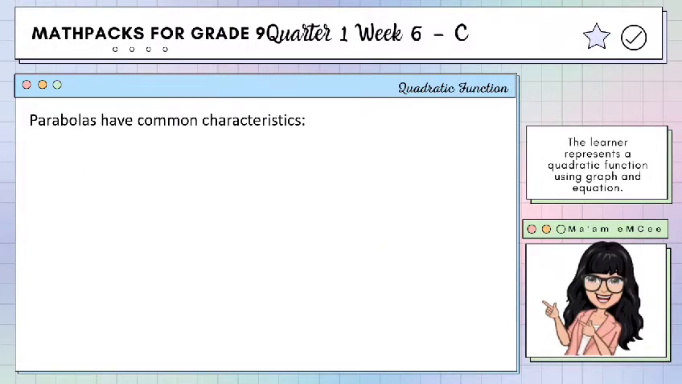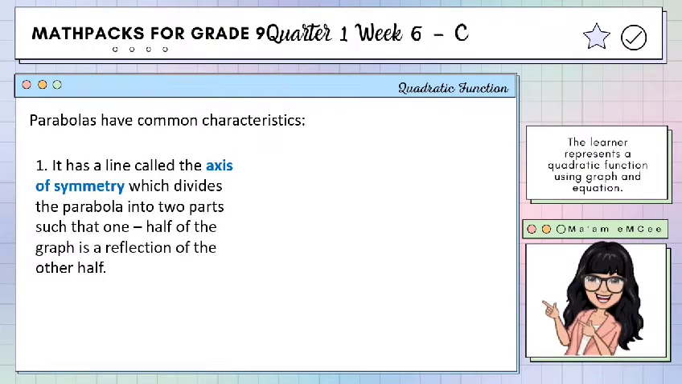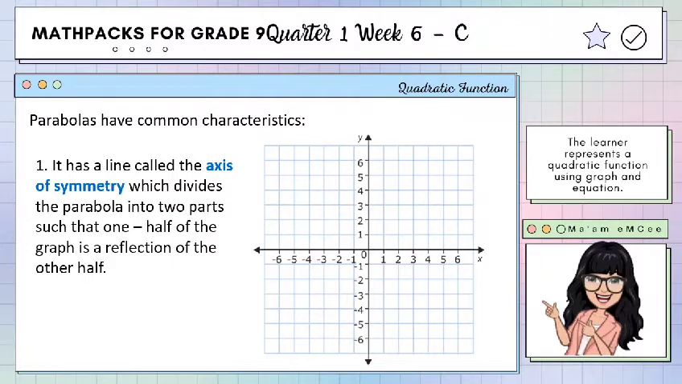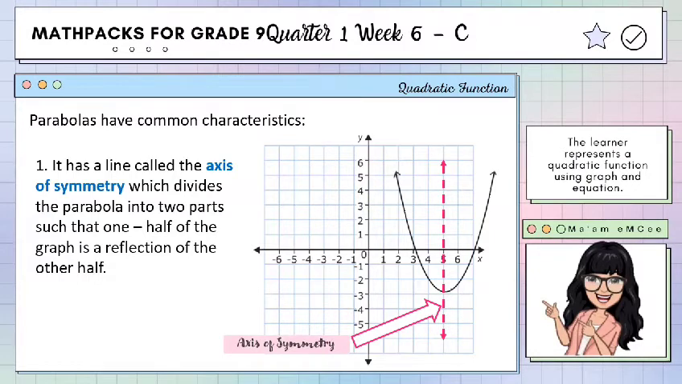Parabolas have common characteristics. It is aligned to the axis of symmetry, which divides the parabola into two parts such that one half of the graph is a reflection of the other half. So take for instance, we have here our Cartesian coordinate plane. We are going to graph our parabola. This vertical line, which divides your parabola into two parts such that this part is equal to this part, is called your axis of symmetry. So you remember, your axis of symmetry is a line and it divides your parabola into two parts. Now, your axis of symmetry looks like this one if your parabola opens downward.